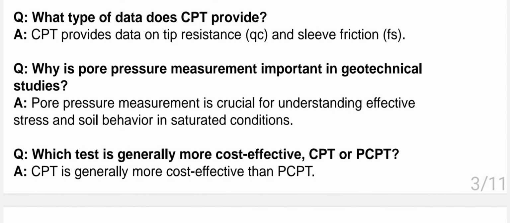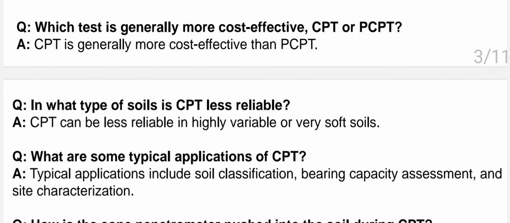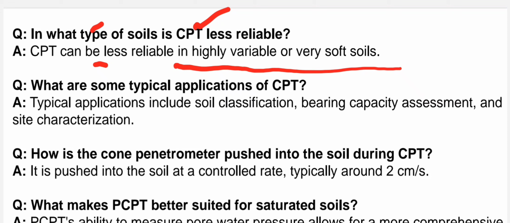Why is pore pressure measurement important in geotechnical studies? Because pore pressure measurement is crucial for understanding effective stress and soil behavior in saturated soil conditions. If you have a saturated soil condition, then measurement of pore pressure is important. Which is generally more cost effective, CPT or PCPT? CPT is generally more cost effective than PCPT because it does not have any additional sensors. In what type of soil is CPT less reliable? CPT can be less reliable in highly variable and very soft soils.